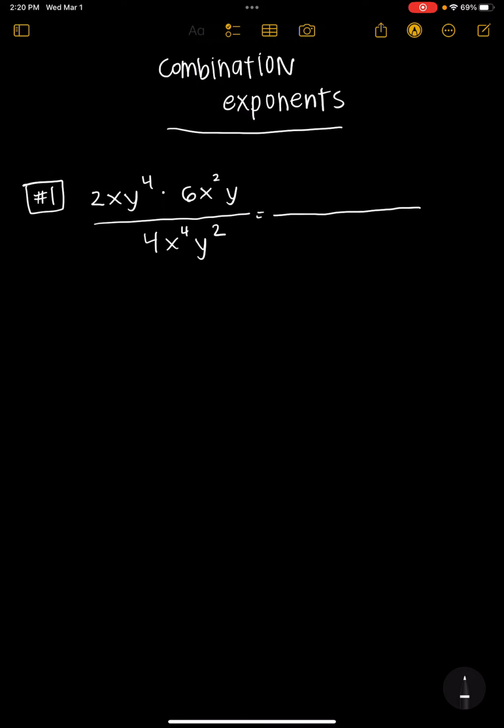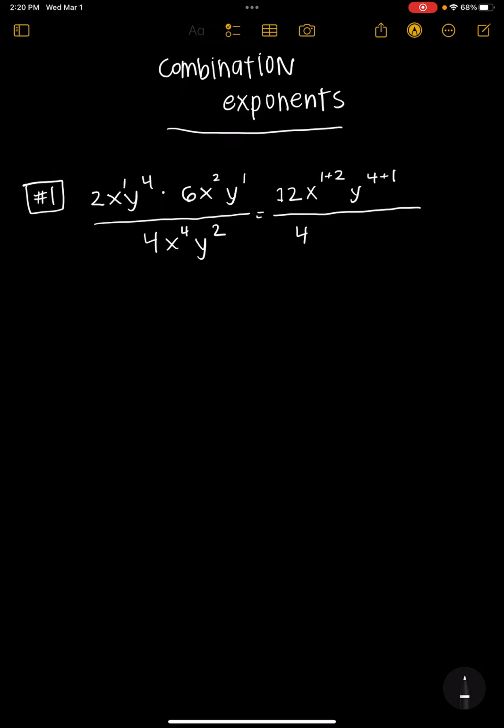Now on the top we have a 2 and a 6 as the coefficients, those big numbers. So we can just multiply those. 2 times 6 is 12. And then for our x's, this one right here is x to the first power because it doesn't have an exponent. So for our x's, we're going to have x. The power rule says we add the exponents, so 1 plus 2. And then y, this y should have a 1 because it doesn't have an exponent. 4 plus 1. So that's the top.